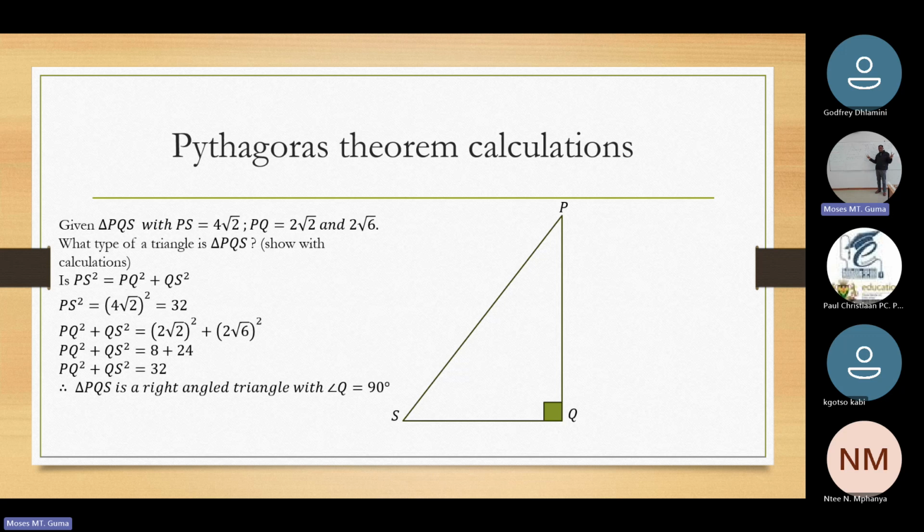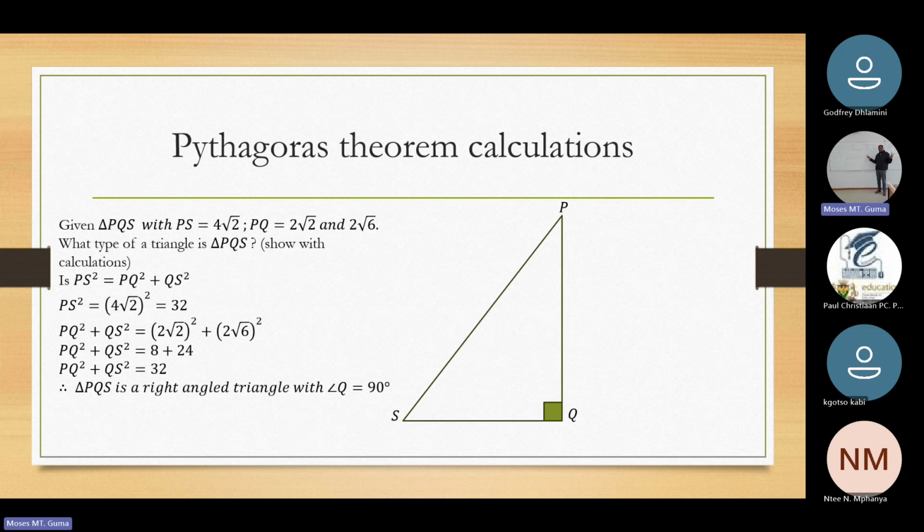Now, when we simplify those two brackets, this is what we get. 2 root of 2 all squared is 8. And 2 root of 6 squared is 24. And of course, 24 plus 8 is 32. What can we see here? This side is 32, and this side is 32. Now, it means that this triangle is actually obeying the theorem of Pythagoras.